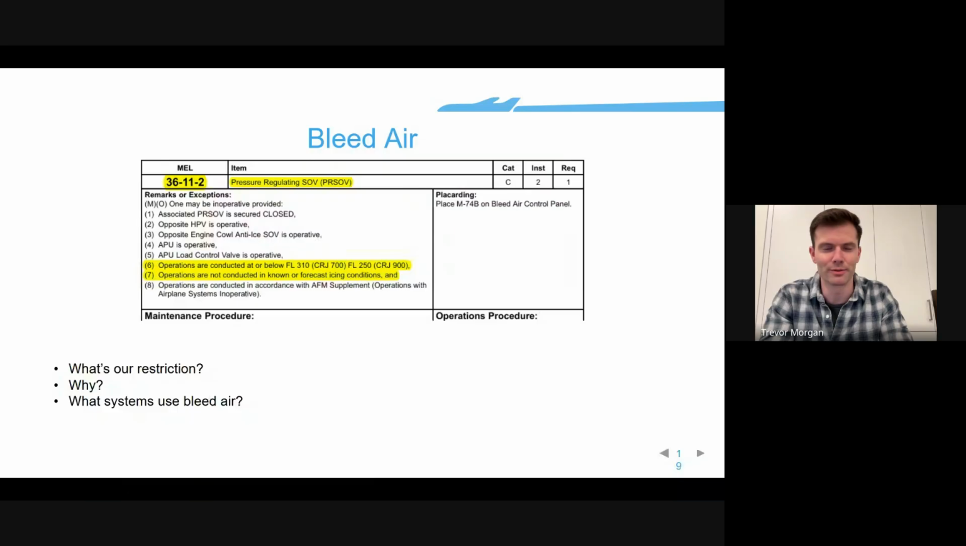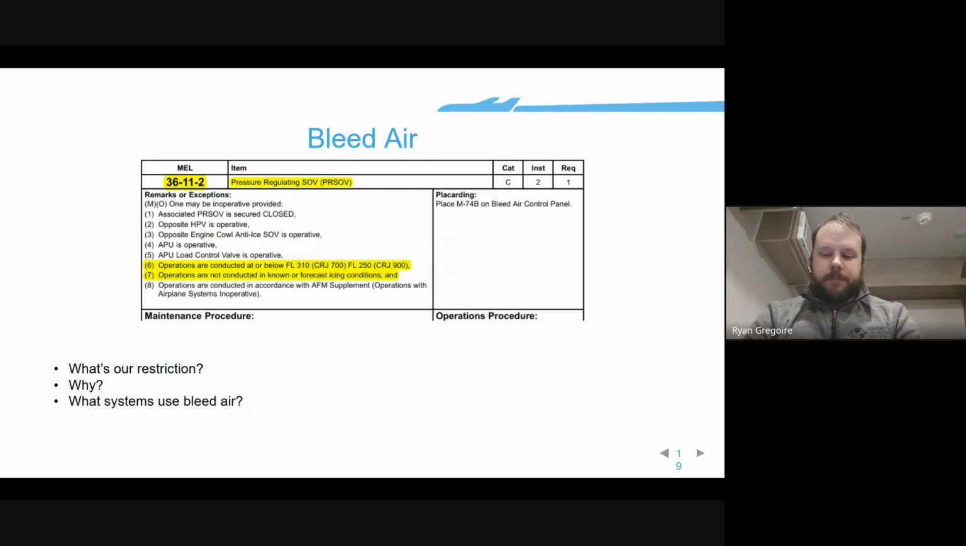It's the APU restriction. Yeah, that would be the APU restriction. Also, the APU has to be at or below 310 to be started. Also because bleed air is what runs the AC packs. And so if we are limiting the availability of bleed air to the AC packs, once again, we don't want to overstress them. And so we're going to keep them at that lower altitude.